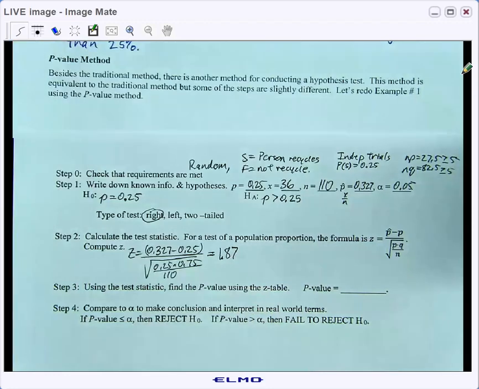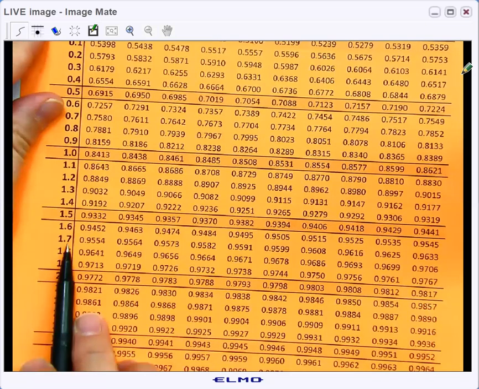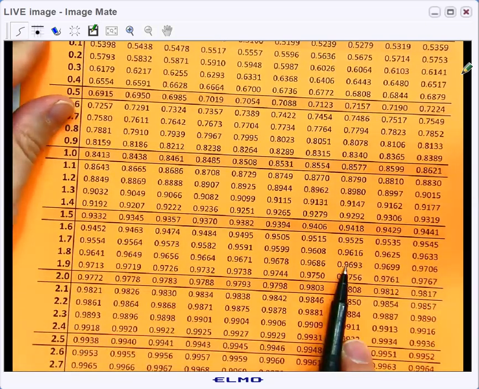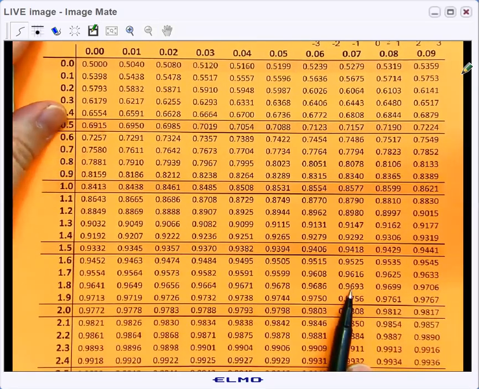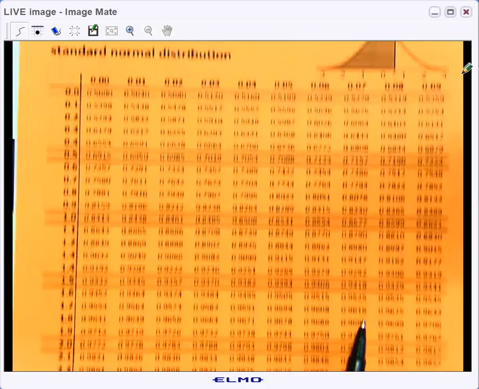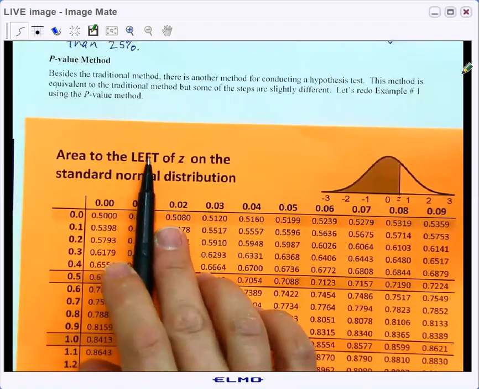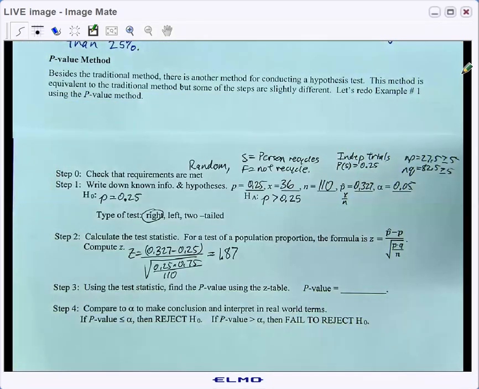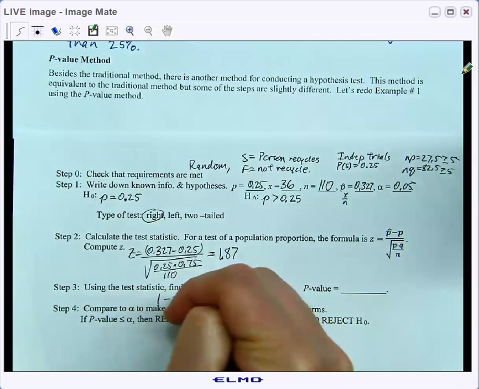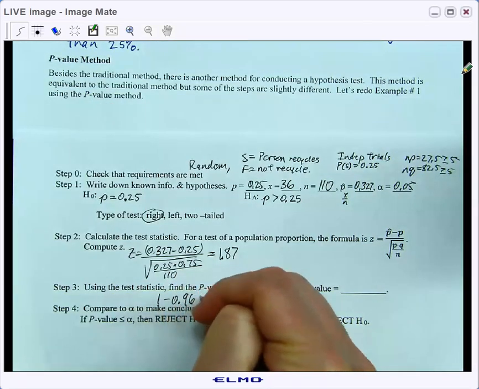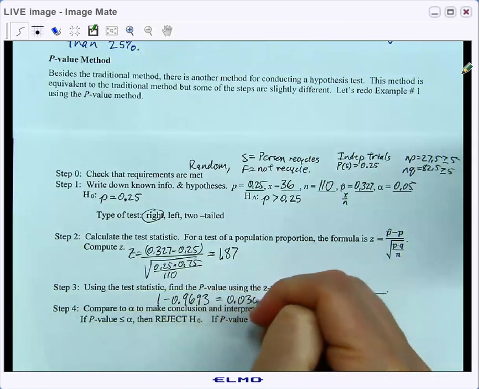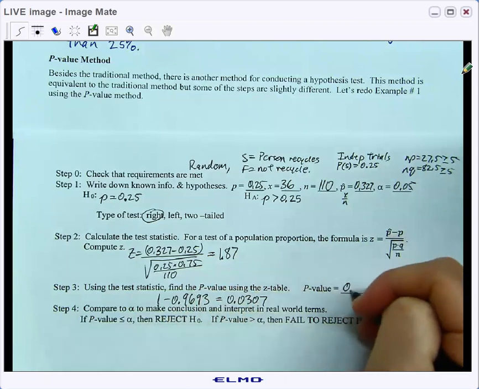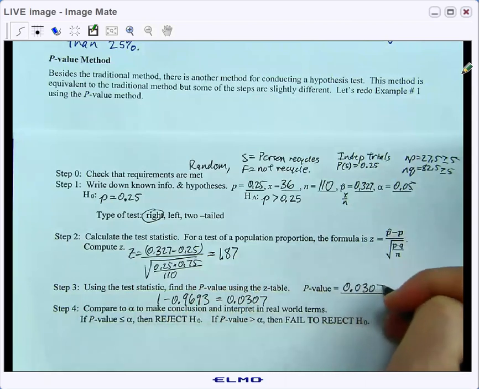So if I look up 1.87 on my wonderful z table, if I slide that down, you can see that it's 0.9693. Oh, but remember that that's the area to the left. So the area to the right would be 1 minus 0.9693. So that would give us 0.0307. So our p-value is 0.0307.